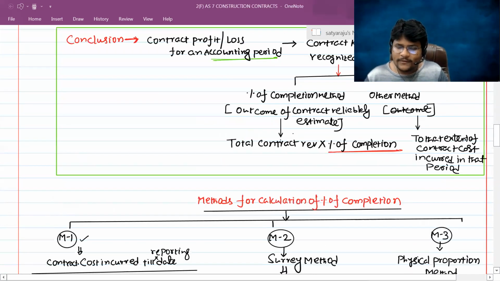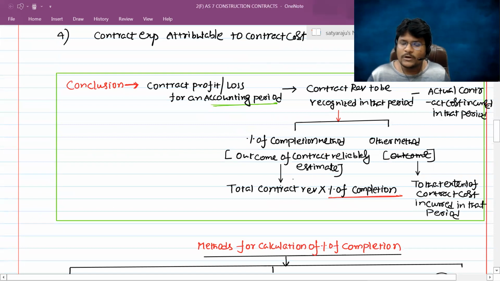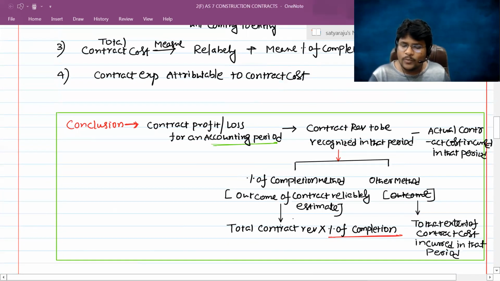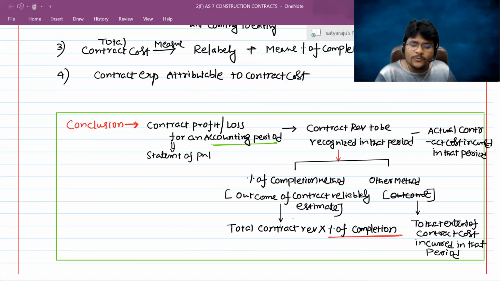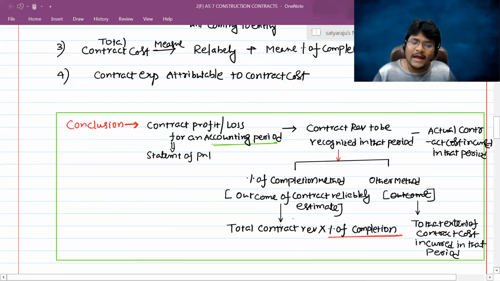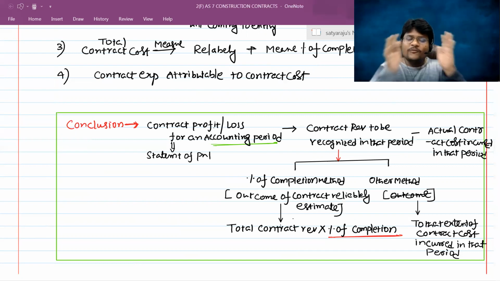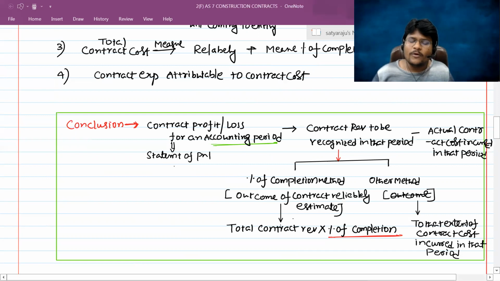Once you know the percentage of completion, you will apply that percentage on total contract revenue. Then you will know the contract revenue to be recognized in that specific accounting period. Then you will compare it with the actual contract cost incurred in that period. Then you will get the contract profit or loss to be recognized in that specific accounting period in the statement of profit and loss. If you have numerous contracts, you should calculate how much profit or loss derives from each and every contract in that accounting period. Then you will club all those contracts and show them under the statement of profit and loss. Understand, guys? Okay.